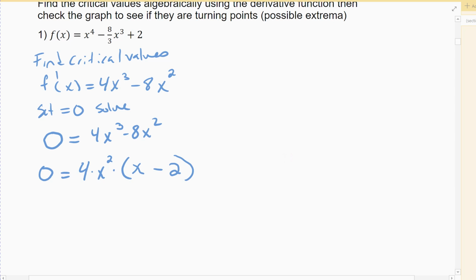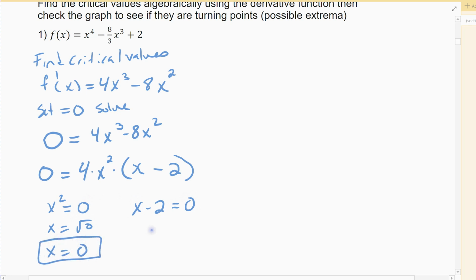The reason we factor is because the next rule we're going to use is the zero factor property, which means all of my factors that contain x values give me zeros. So my x squared gives me a 0, and my x minus 2 can give me a 0. The square root of 0 is 0, and there's no plus or minus on it. So one critical value is 0, and for this one I moved the 2 over, so the other critical value is 2. Those are my critical values.